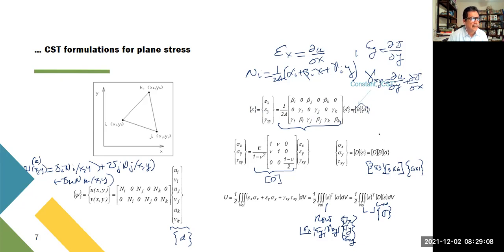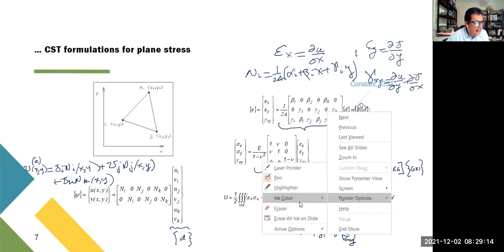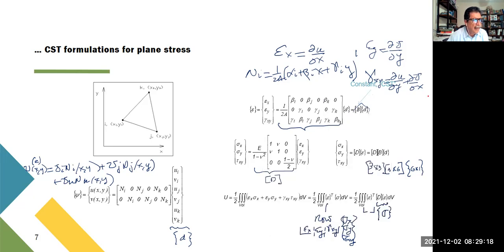Let's put this into here. Let's change color. Inside every triangular element, epsilon is constant.